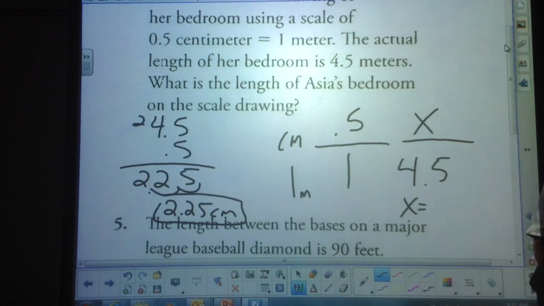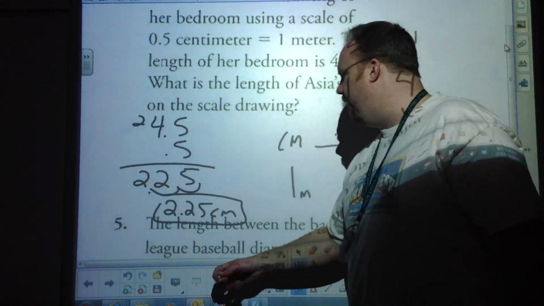So all you got to do, if you can do a proportion, which most of you can do by now, and we've been doing them forever, if you can set up a proportion and do your math correctly, you'll be in really good shape for these. Now, these are a little bit more difficult.